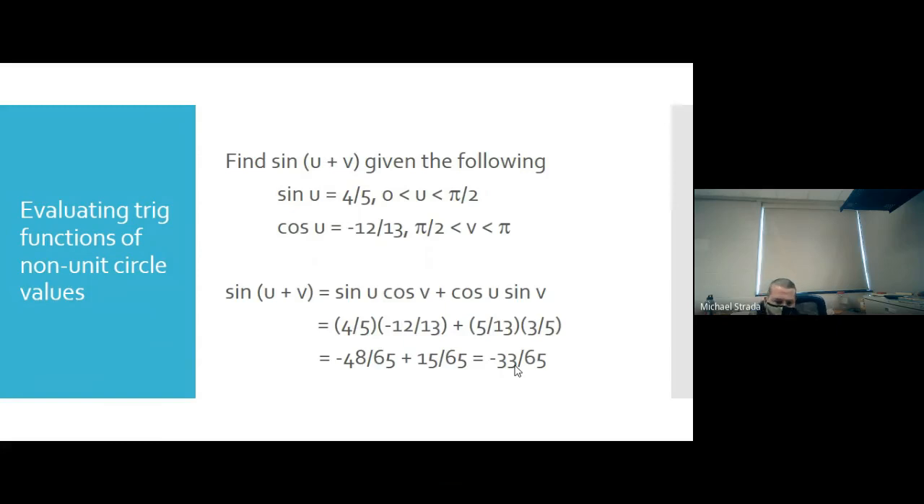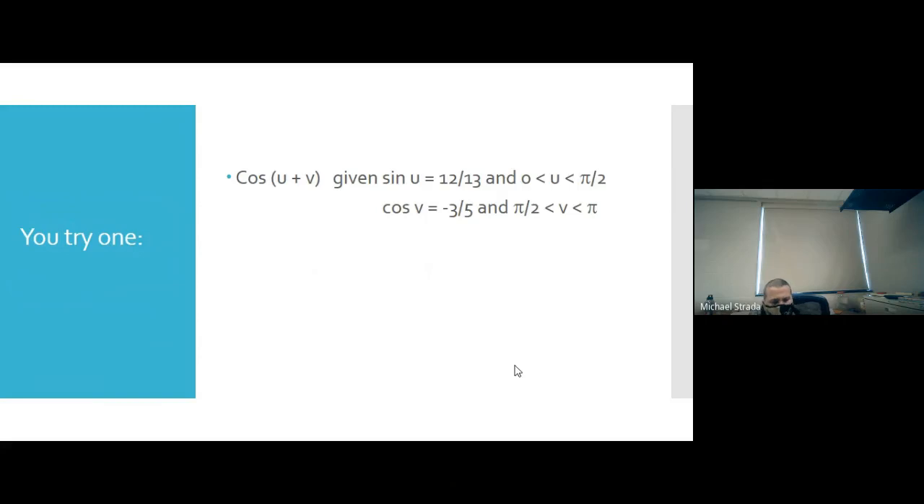All right, the last one: cosine of u plus v, given sine u is 12 over 13, u is between 0 and pi over 2, and cosine v equals negative 3 over 5. If the sine of u is 12 over 13, the Pythagorean triples tell us the cosine of u would be 5 over 13. If cosine v is negative 3 over 5, then the sine of v would be 4/5, since it's between pi over 2 and pi.